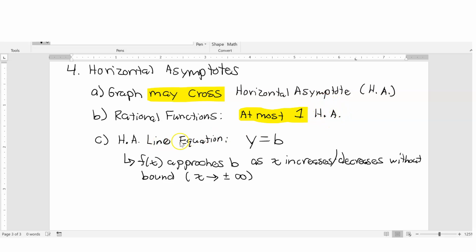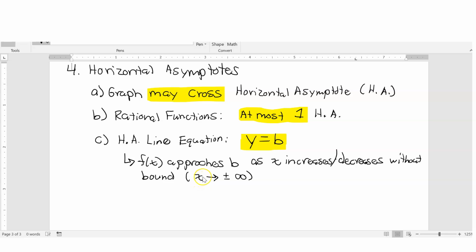Now, what's our line equation for the horizontal asymptote? Well, for vertical asymptotes, it was x equals a. That's the equation of a vertical line. Here we'll have horizontal lines of the form y equals b. And the definition for a horizontal asymptote is that f of x will approach this value b as x increases or decreases without bound. Or you can also think of it as x goes to positive or negative infinity.